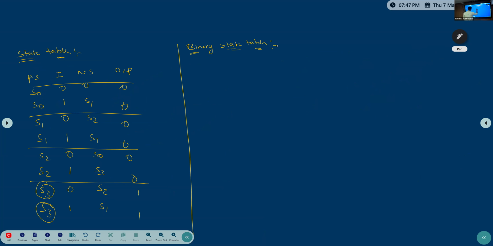Binary state table. So same thing. Present state Q1, Q0, input I, next state Q1, Q0. Then flip flop, right? Output by then flip flop. So I'm taking D flip flop only. So D1, D0, because Q1, Q0 are not there. So that will be generated by D1, D0.